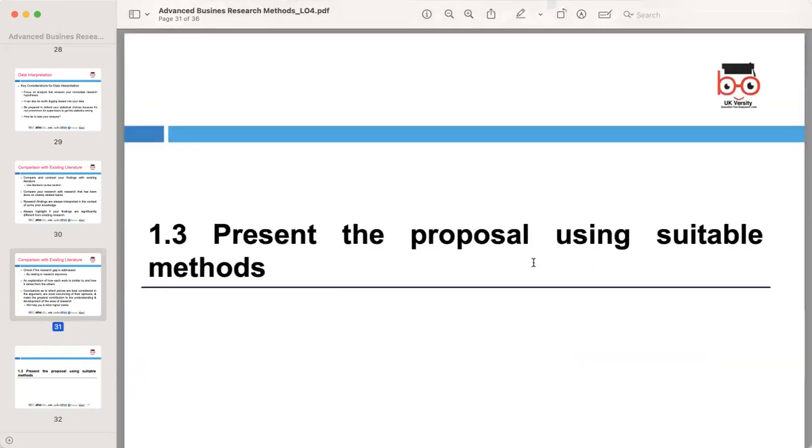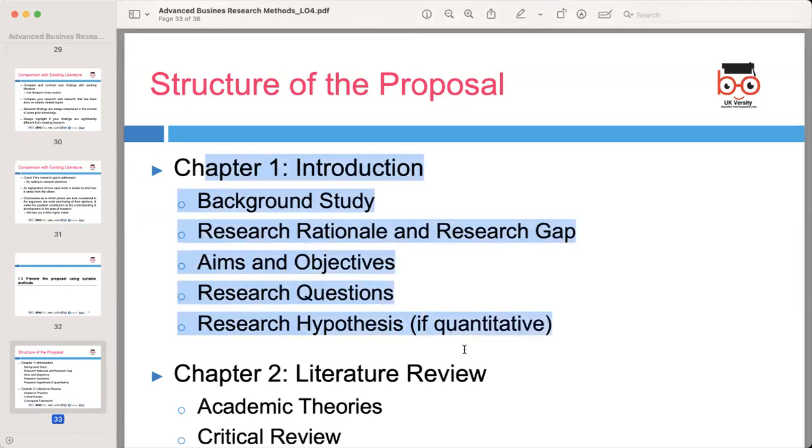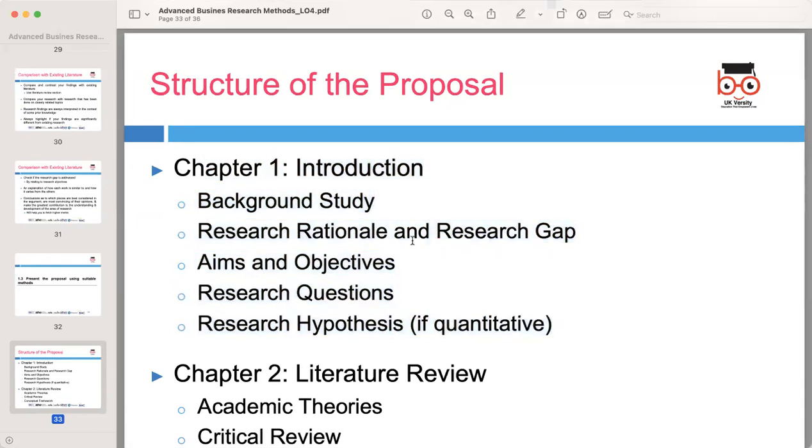So present the proposal using suitable methods. Here is the chapter-by-chapter structure of the proposal. Chapter one is about the introduction. This section sets the stage for the research project and provides essential background information.